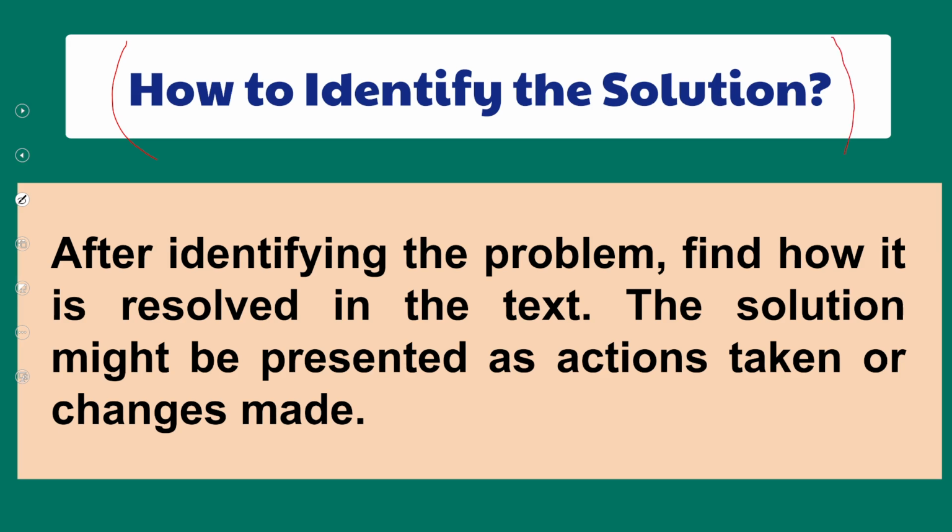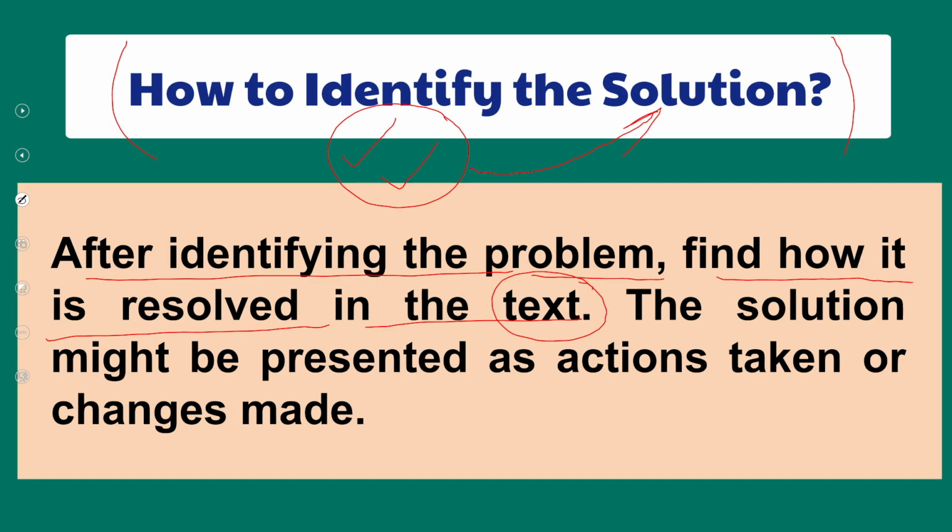So we have identified the problem, we have to identify the source of the problem, and now, using our background knowledge, we have to identify the solution of a problem. After identifying the problem, find how it is resolved in the text. So firstly you have to go through the text, and through the text you will definitely get the solution of the problem. You have to look in the text for the solution, because the problem is presented in that text and the writer will definitely give some description or some suggestion to solve that problem. The solution might be presented as action taken or changes made.